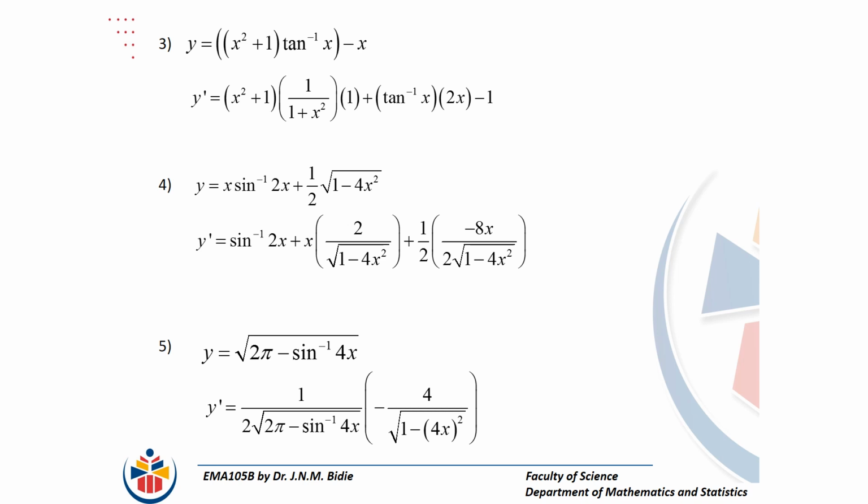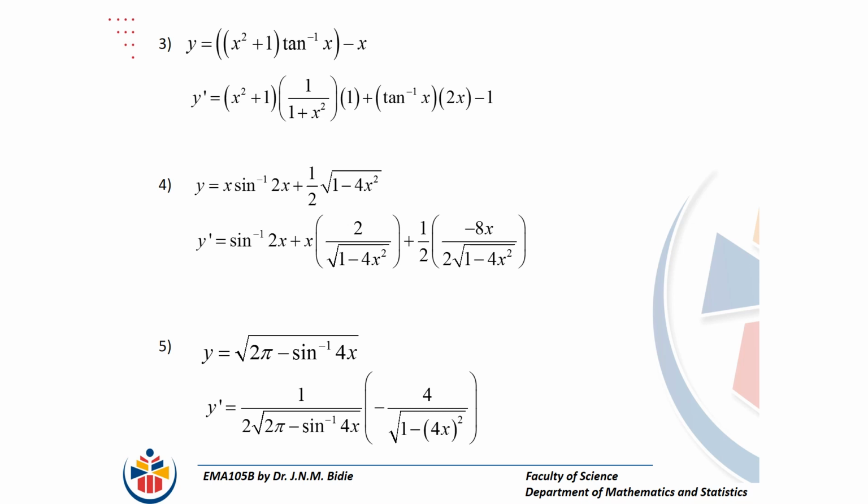Number 5, we have the square root of 2 pi minus arcsine 4x. As we know, the derivative of a square root is 1 over the 2 times the square root. Note the argument of the square root sign does not change. Instead, you will multiply that term by the derivative of the argument. Note 2 pi is just a number. So the derivative of 2 pi is what? It's 0. We have that negative there.